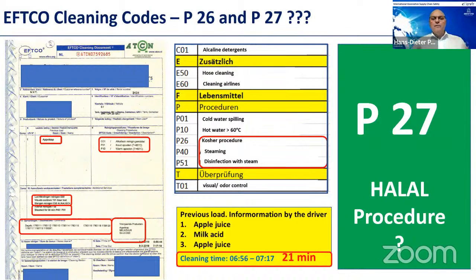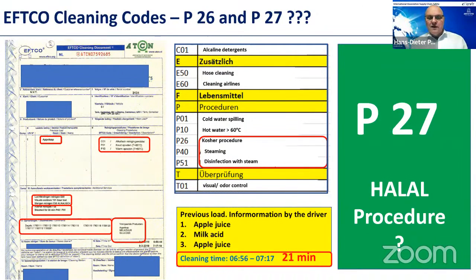On the other hand, you find a procedure, P26, by the rabbis here in Europe. That means a kosher procedure: at first you do the full cleaning of a truck, and after the cleaning, you steam it for 30 minutes with steam to disinfect it. So normally, your total time of the cleaning should be much more than 30 minutes. Of course, when the steaming part alone is 30 minutes, it cannot be otherwise. Maybe when you make no cleaning, then you can get 30 minutes.